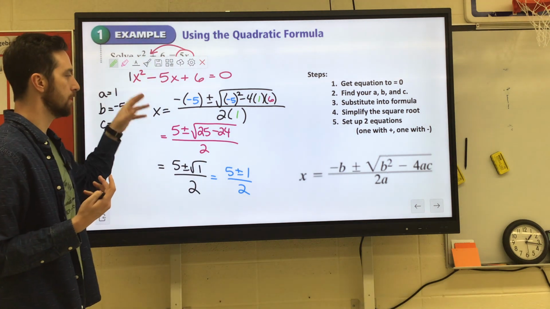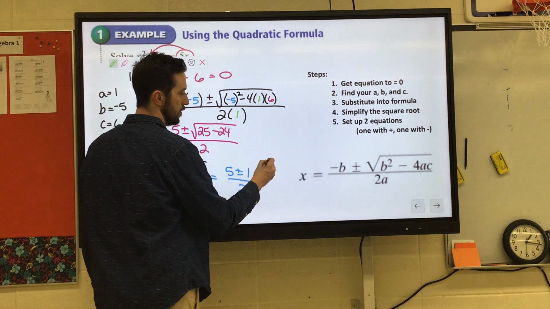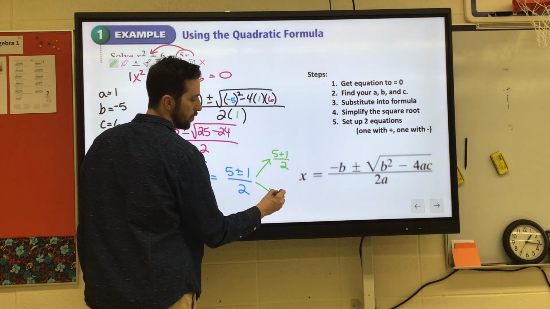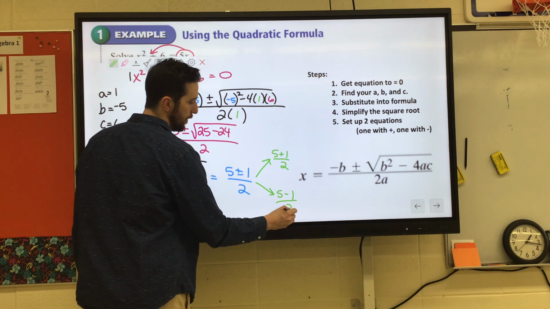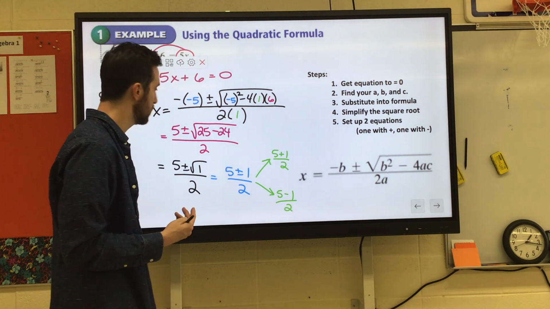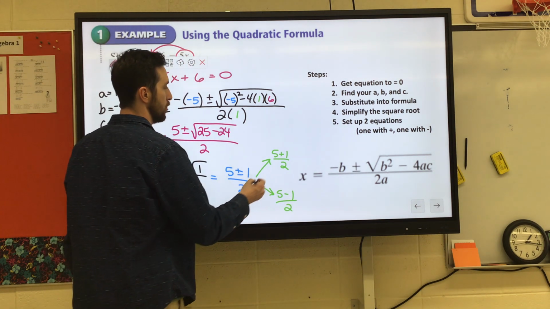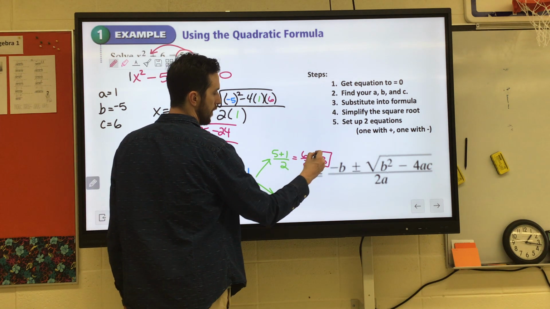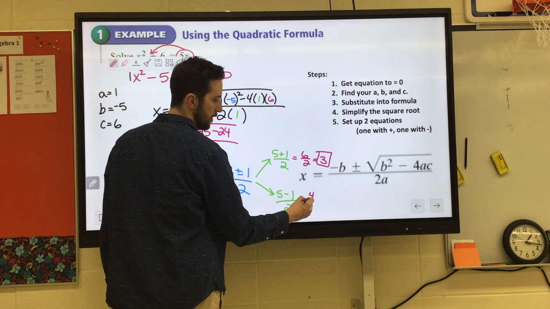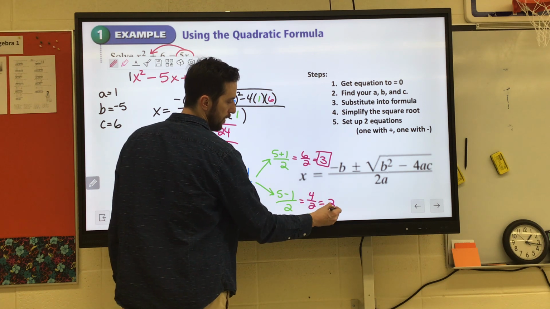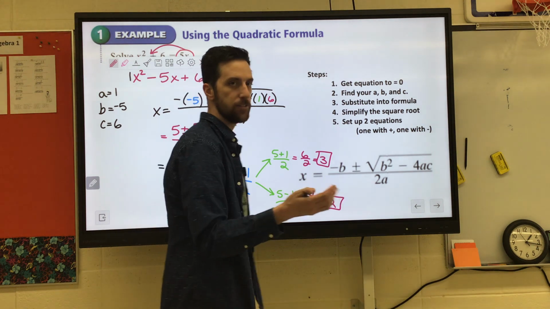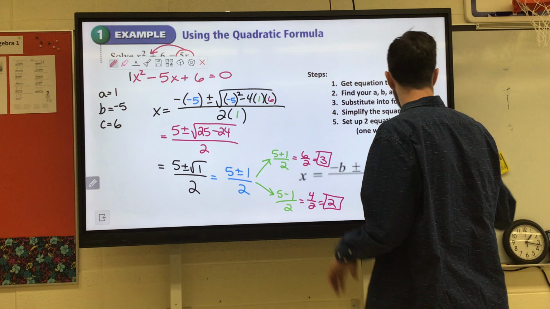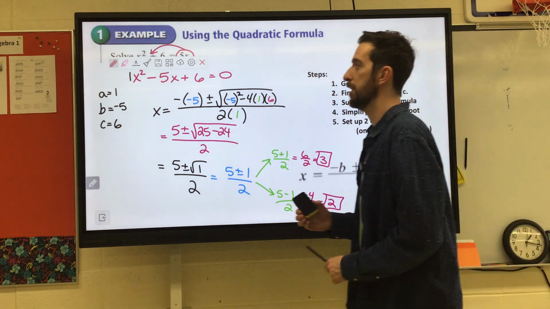Once you get here, we're going to set up two equations. We're going to set up the 5 plus 1 over 2 and the 5 minus 1 over 2. Now again, those aren't terribly complicated to solve. 5 plus 1 is 6, divided by 2 is 3. 5 minus 1 is 4, divided by 2 is 2. 3 and 2 are your answers. They both work in the original equation. That was some pretty complicated work.